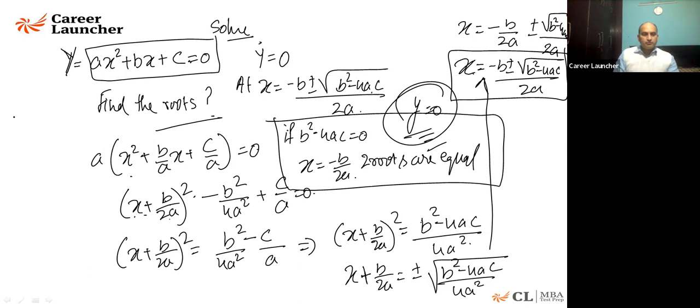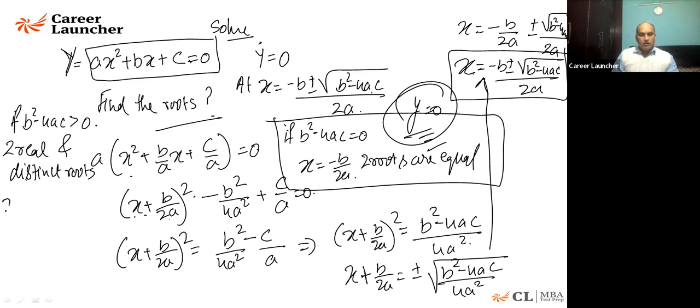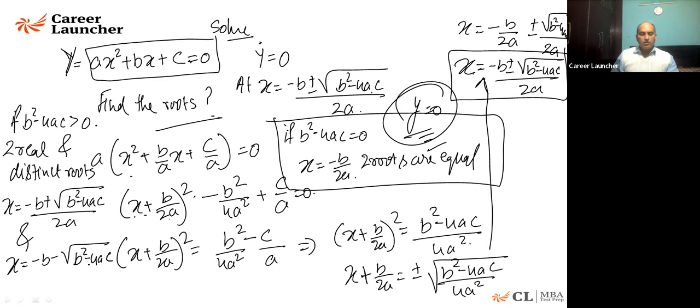Second part. If b square minus 4ac is greater than 0, you will get two real and distinct roots. What does that mean? x is equal to minus b plus root of b square minus 4ac, because it is not equal to 0, upon 2a. And the other value of x is minus b minus root of b square minus 4ac upon 2a. These are the two values which are going to come. The last one.